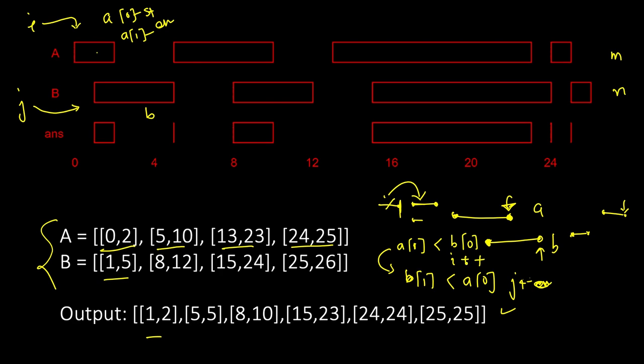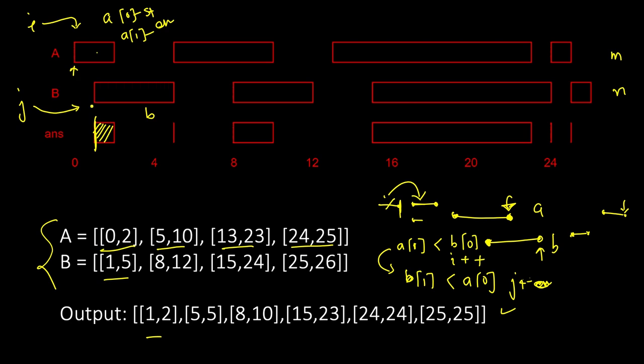Otherwise, there is an overlap if none of these conditions exists. And how to find the overlap? The overlap will be determined by, so this is the answer. How can we find it? So what does the start of this result denote? The max of the two starts.